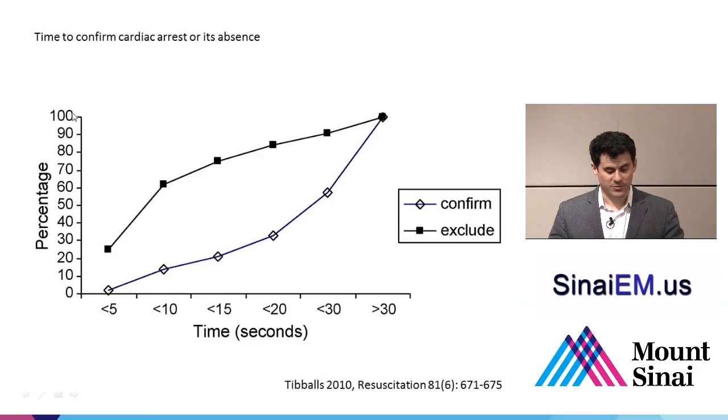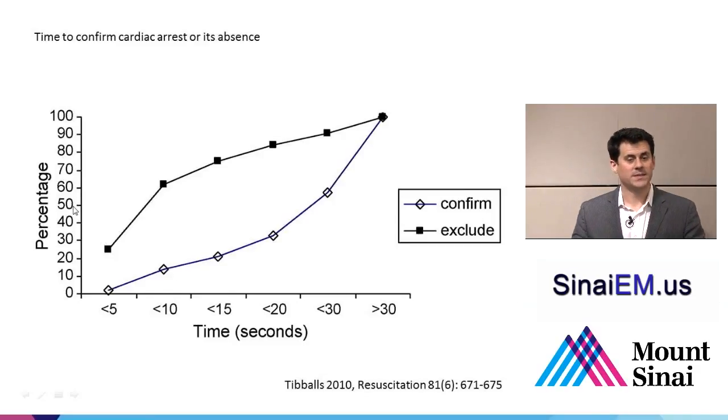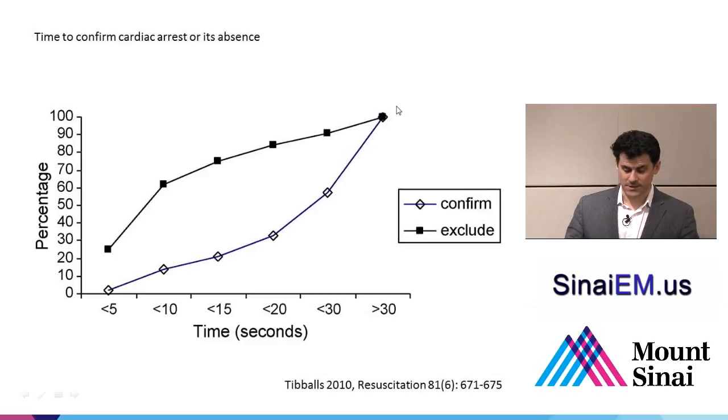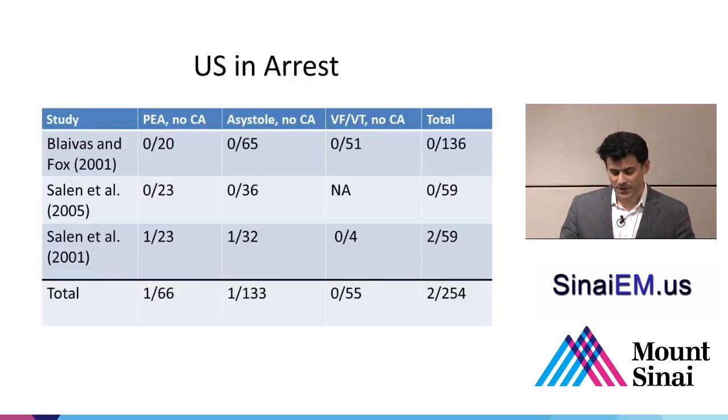You can see here the percentage of people who are able to confirm or exclude pulselessness on the y-axis at the top, and the amount of time it takes on the x-axis at the bottom. So really, to get above 90% to exclude a pulse takes you at least 30 seconds, and to confirm a pulse can take upwards of 30 seconds in this study that was done in 2010 in Resuscitation.